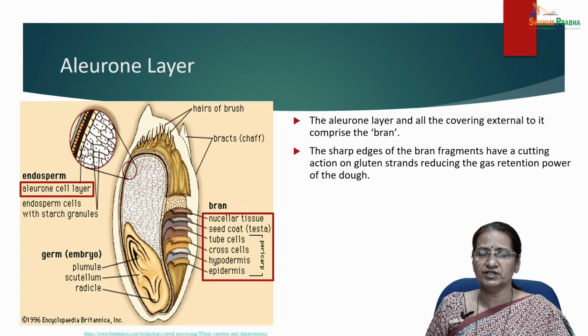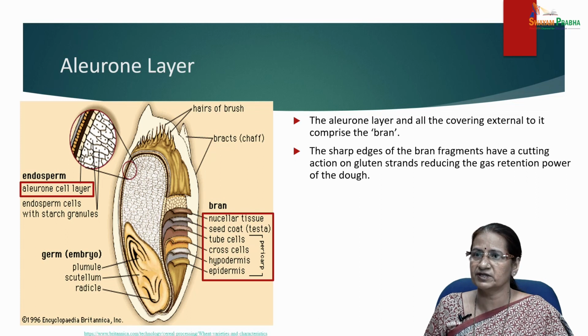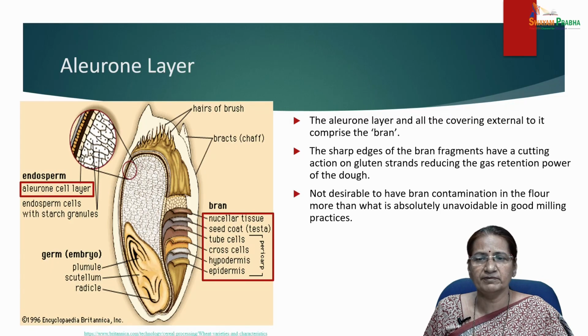The sharp edges of the bran fragments have a cutting action on gluten strands, reducing the gas retention power of the dough. It is not desirable to have bran contamination in the flour more than what is absolutely unavoidable in good milling practices.